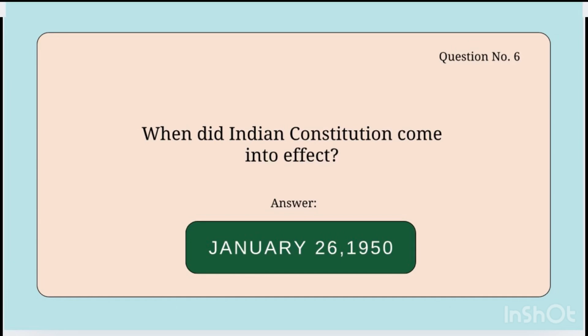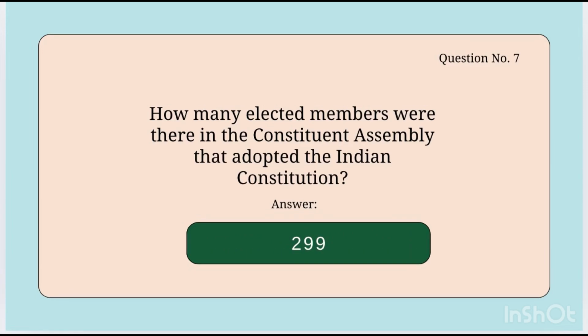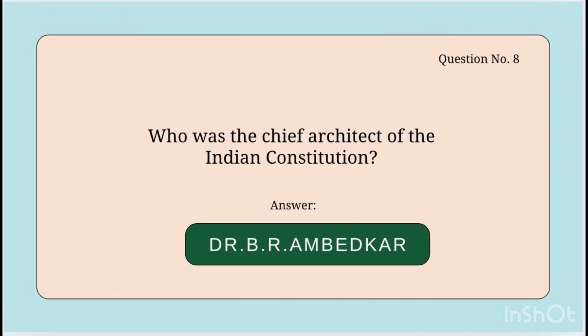The next question is, how many elected members were there in the Constituent Assembly that adopted the Indian Constitution? So the answer is 299. As a result of partition under the Mountbatten Plan of 3rd June 1947, it was reduced to 299. Next question, who was the chief architect of the Indian Constitution? So it's again Dr. B.R. Ambedkar.